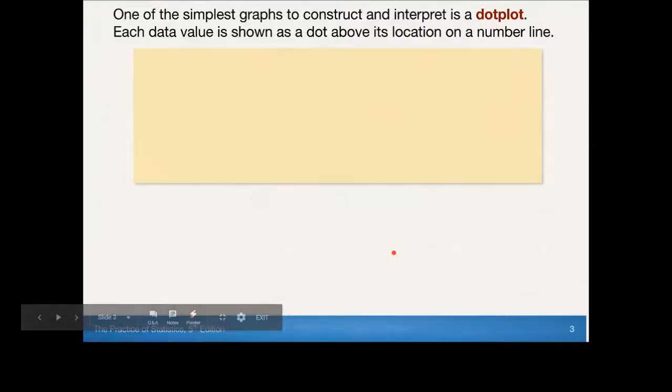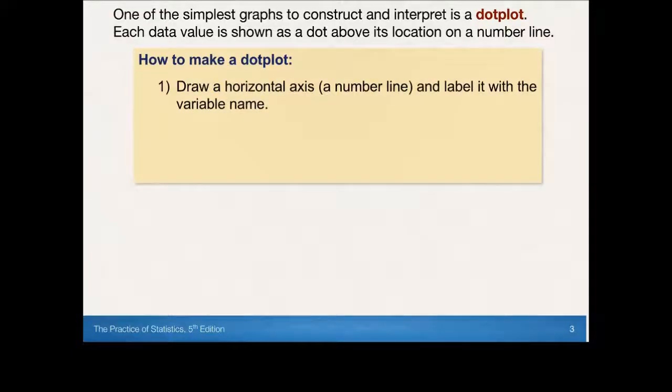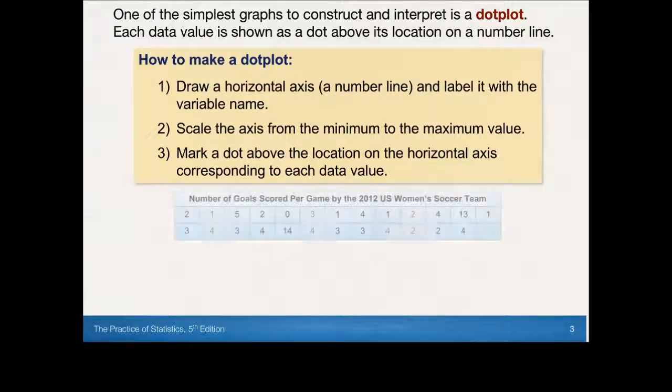Okay, so one of the simplest graphs to construct is called the dot plot. Each data value is shown as a dot above its location on a number line. So to do this, we draw a horizontal line and label it with the variable name. We scale the axis from the minimum to the maximum. We make a dot above its location on the horizontal axis. And so it's a very simple type of thing.